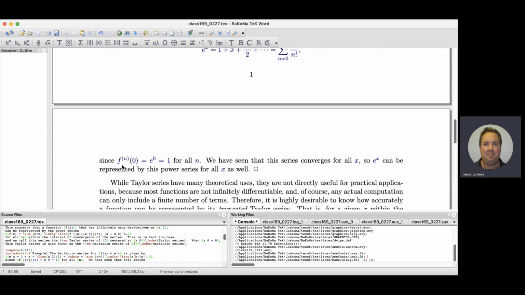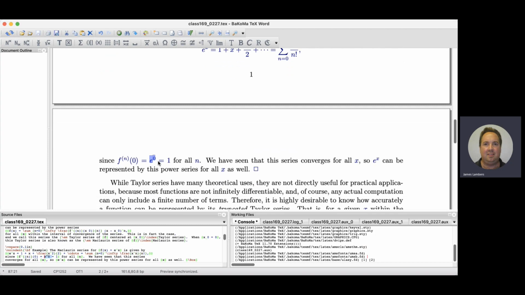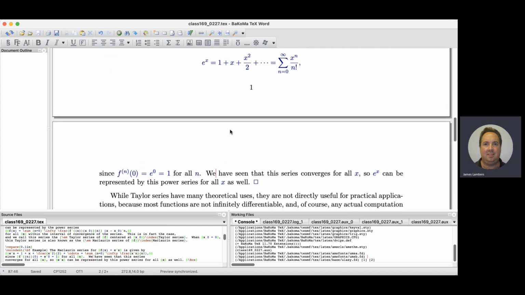As I mentioned here, every derivative of e to the x at 0 is e to the 0, which is 1. It can be shown using the ratio test, and I think I might have shown it previously, that this series converges for all x.